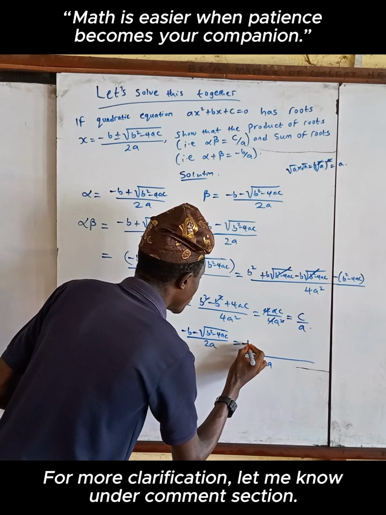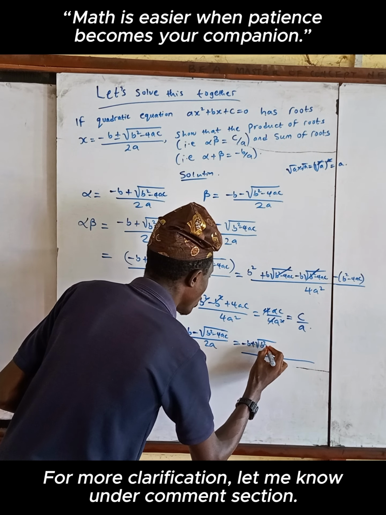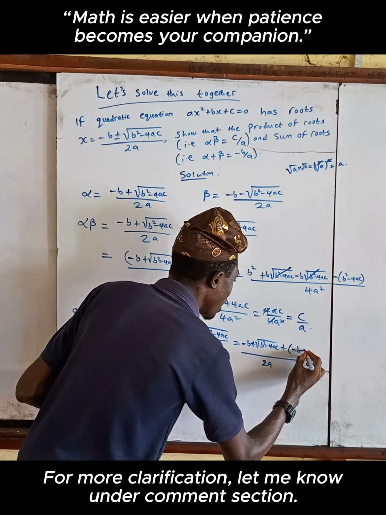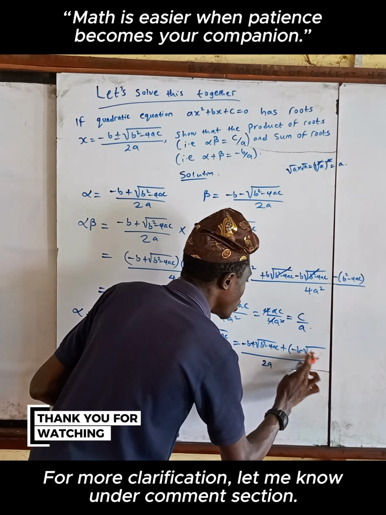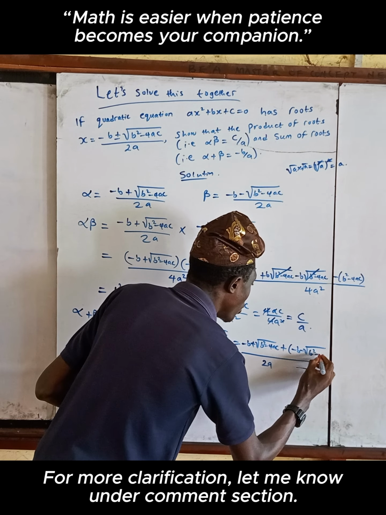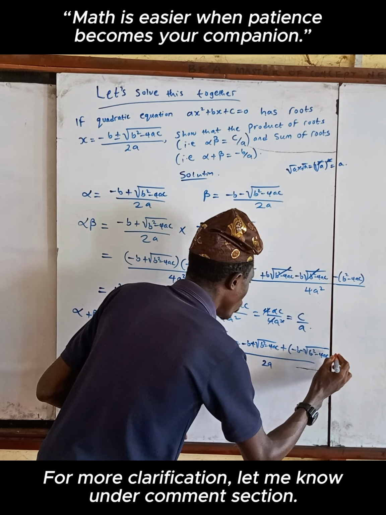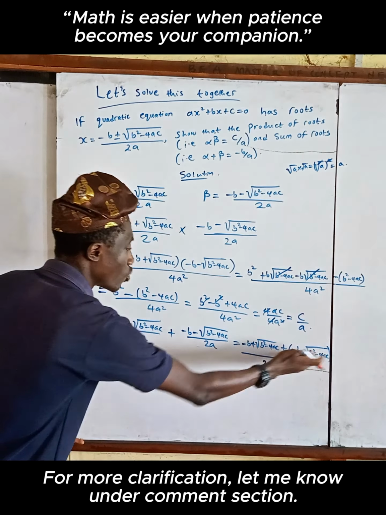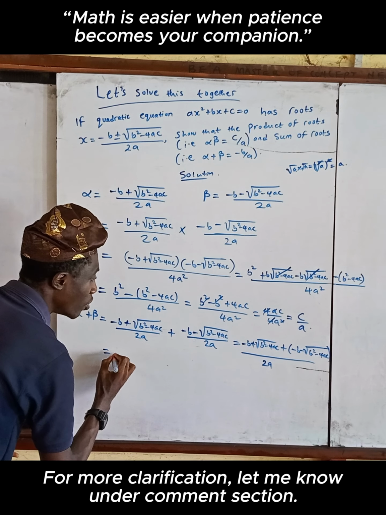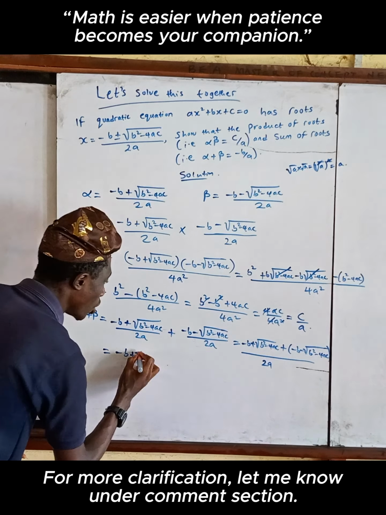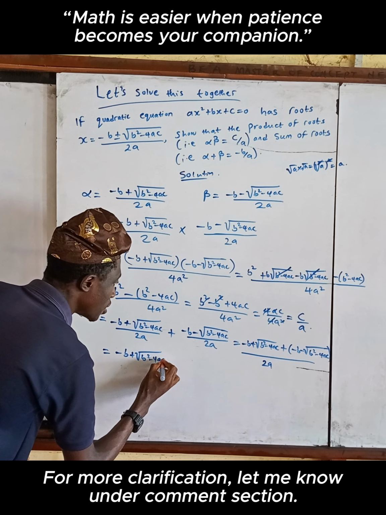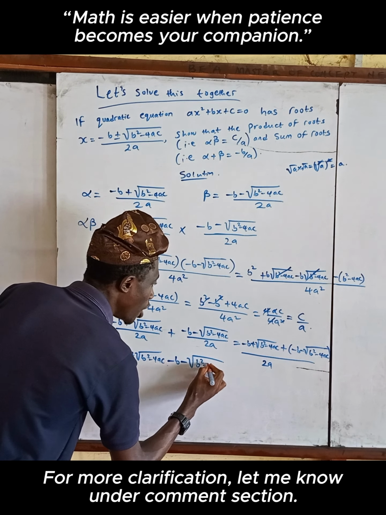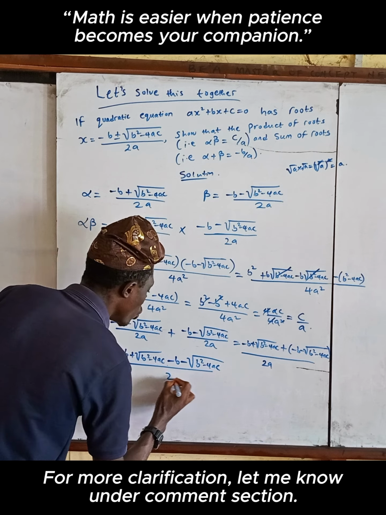So we have minus b plus square root of b squared minus 4ac, plus, don't forget, put it in bracket because of the minus that we are having, minus b minus square root of b squared minus 4ac. Then close the bracket. We are adding, we are not multiplying again. Let's use this positive to open the bracket. So we have minus b plus square root of b squared minus 4ac, then minus b, minus square root of b squared minus 4ac, divided by 2a.